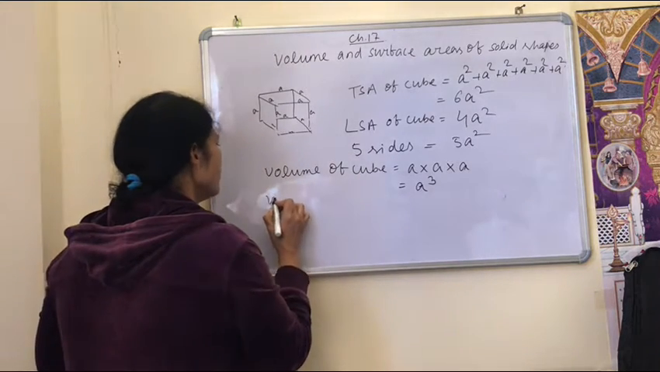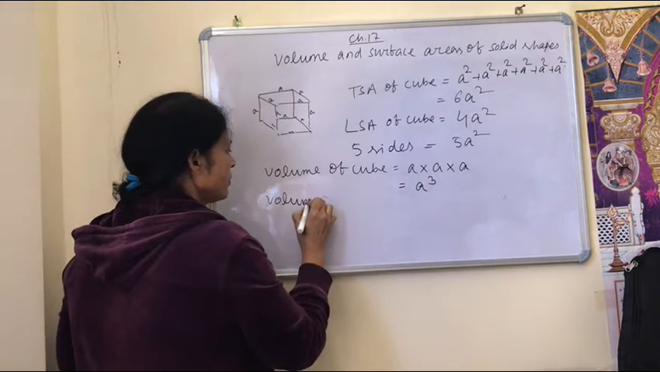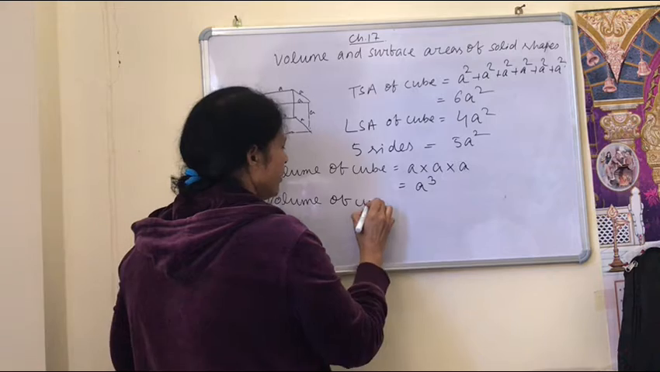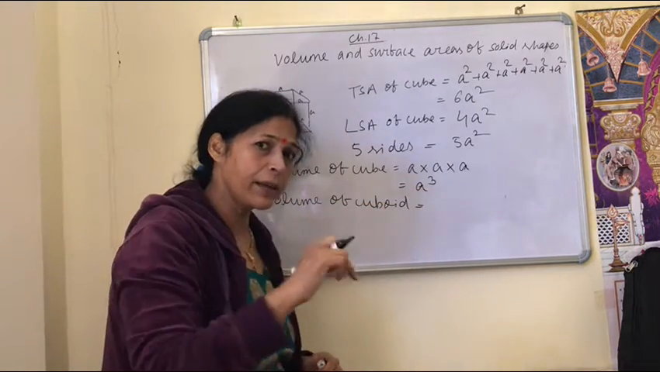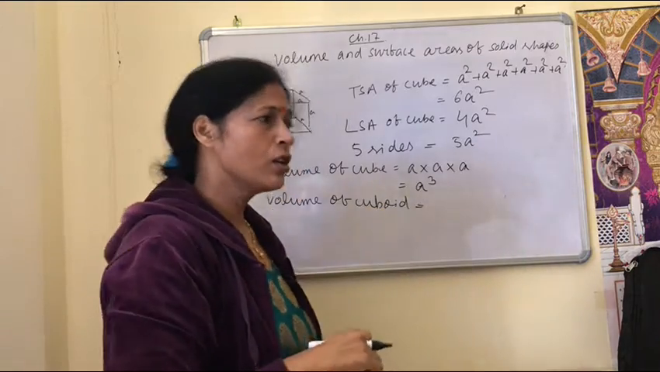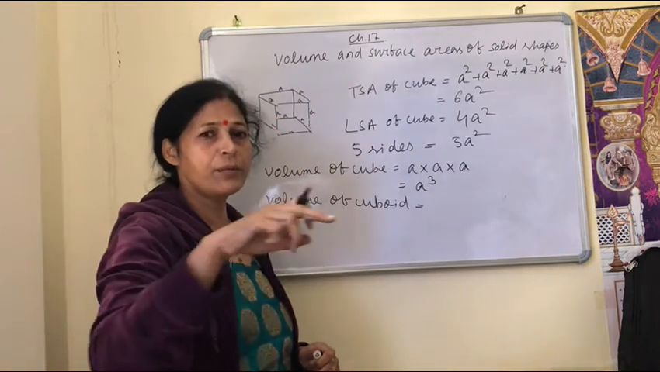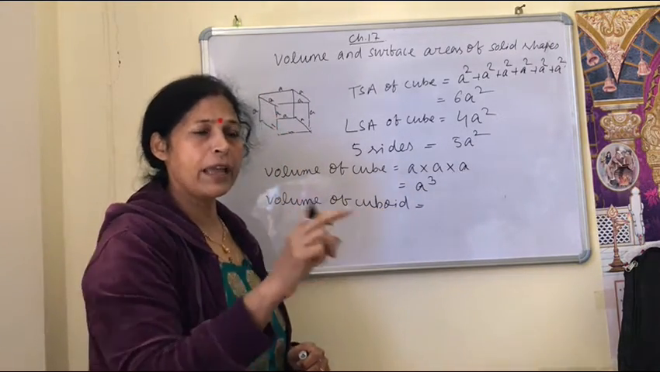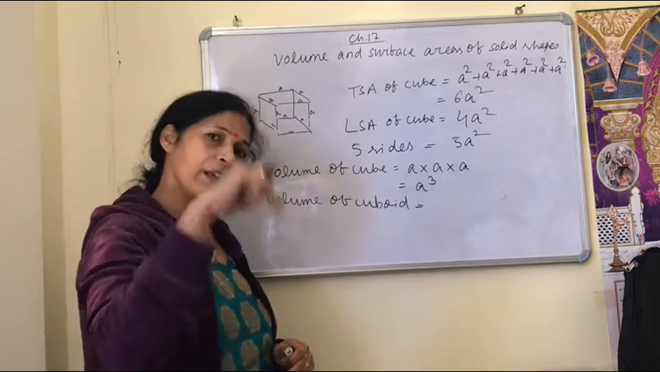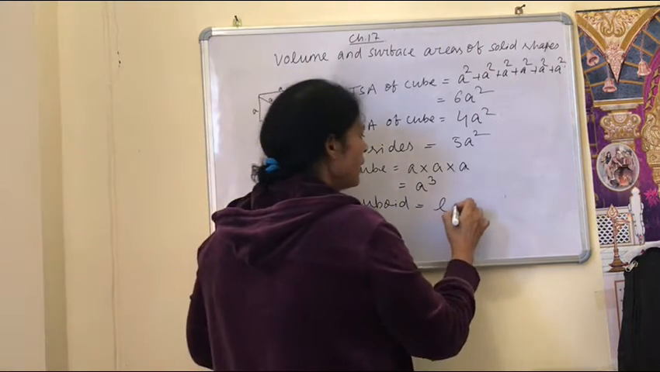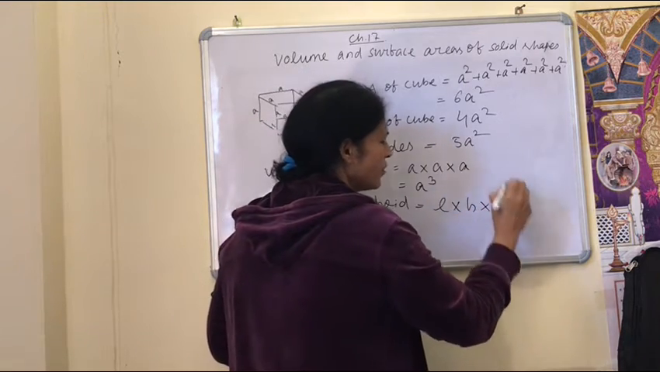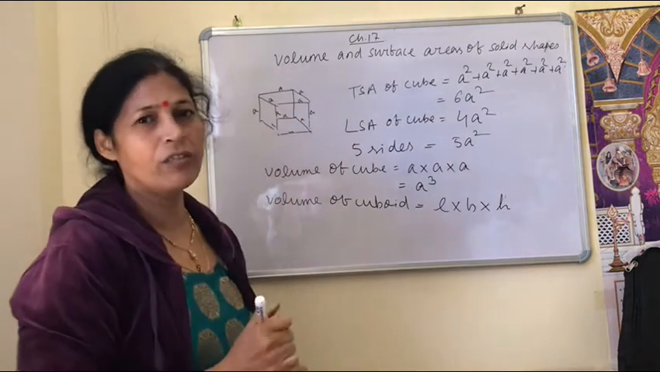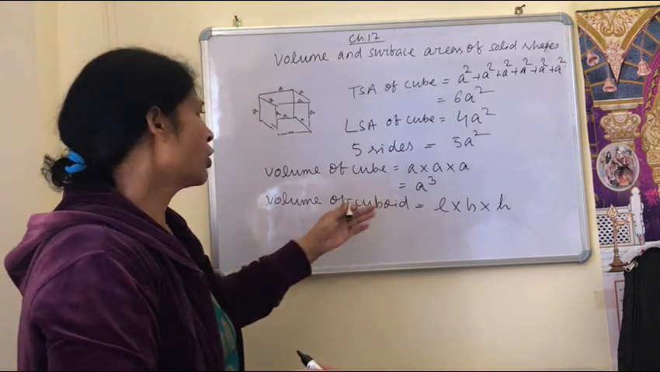Then the volume of a cuboid. You know a cuboid has a rectangular base. One face is rectangular. So what is the formula? Area of the rectangular base, L into B, and height H. So L into B is the area of the base, into height. This is the capacity or volume of the cuboid.